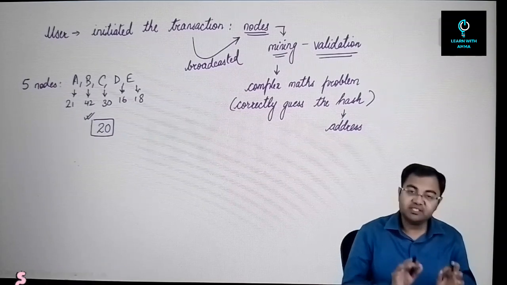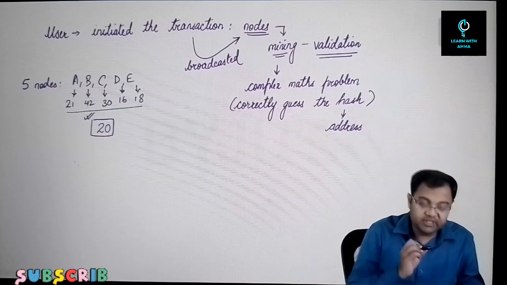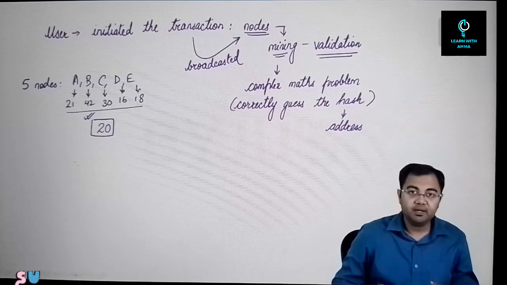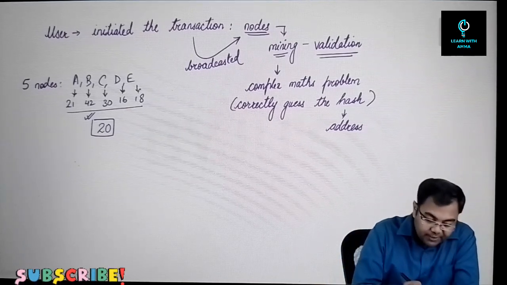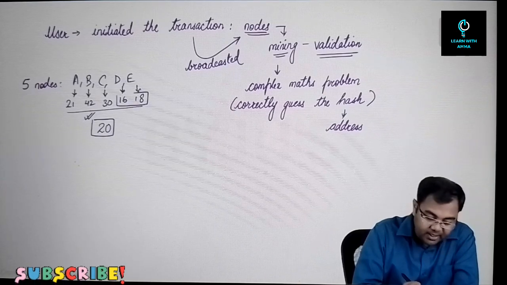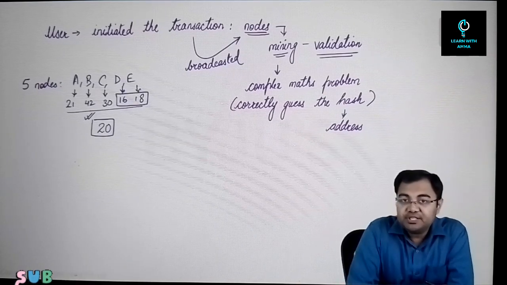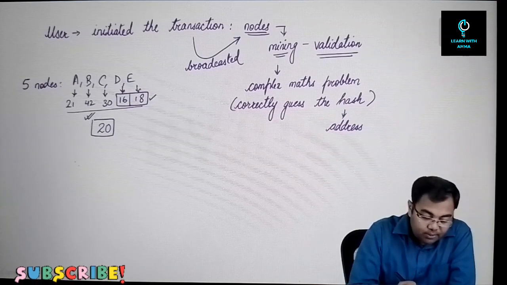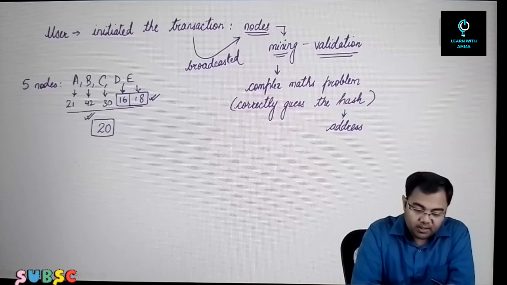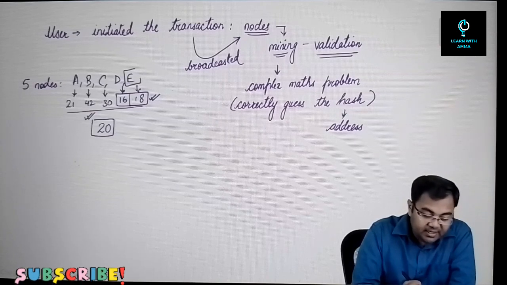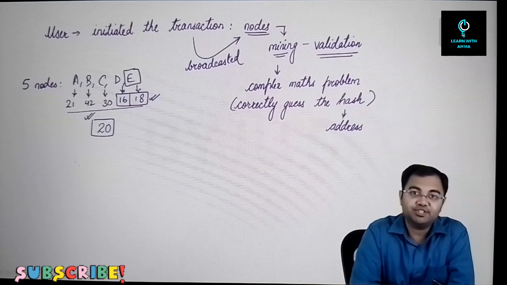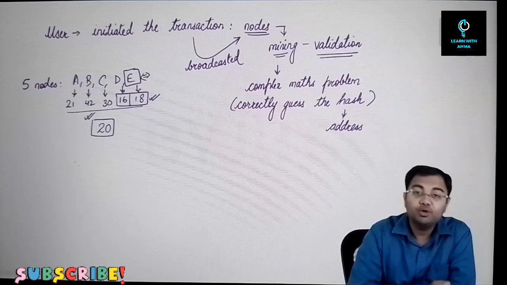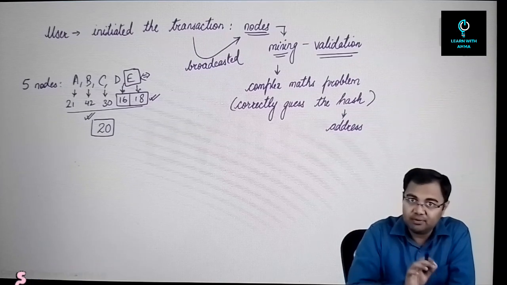Now none of the 5 users have guessed the number correctly. Nobody has guessed 20. But there are 2 users who have guessed a number which is lesser than 20, and out of these the closest one is 18. So E is the one who has validated the transaction. E is the miner who has correctly mined this particular block.